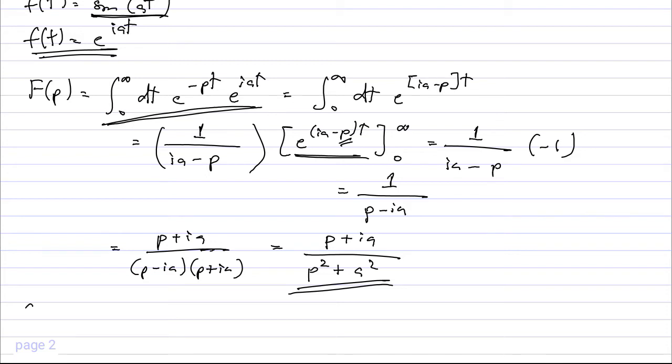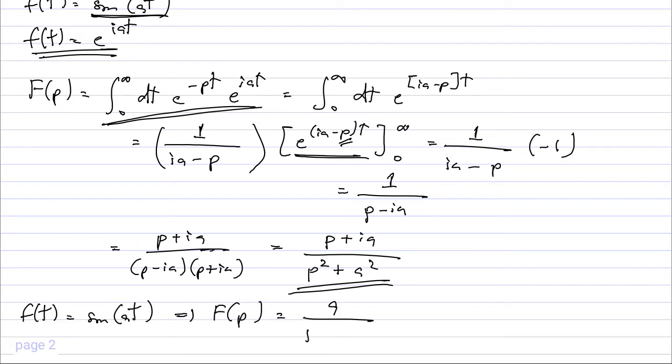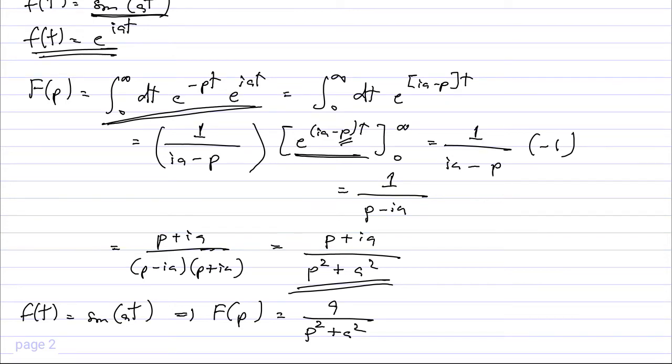So in other words, given f of t equal to sine at, the Laplace transform is a over p square plus a square. We have also found the Laplace transform if you start off from a cosine. So if f of t is equal to cosine at, then we have figured out that the Laplace transform is given by p over p square plus a square.